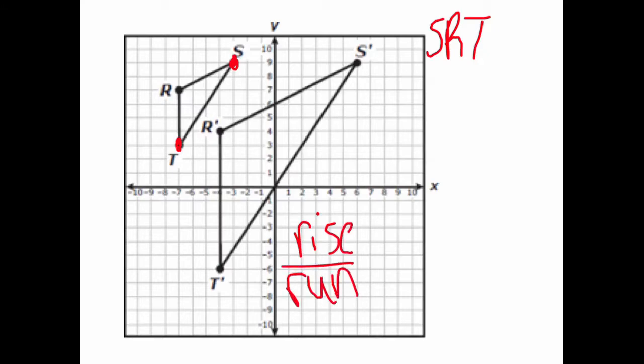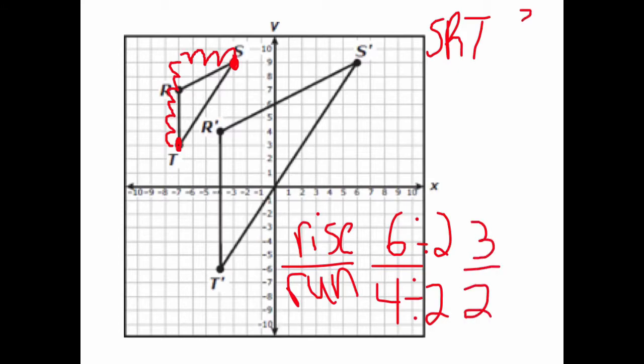So let's see how many times I rise. 1, 2, 3, 4, 5, 6. A rise of 6 and a run of 1, 2, 3, 4. Now, if I reduce this down to simplest terms by dividing top and bottom by 2, I have a slope here of 3/2. So SRT has a slope of 3/2. Now, triangle S prime, R prime, and T prime is much larger. So its slope is going to be different, but as long as it reduces down to 3/2, the triangles will be similar. So let's test it.